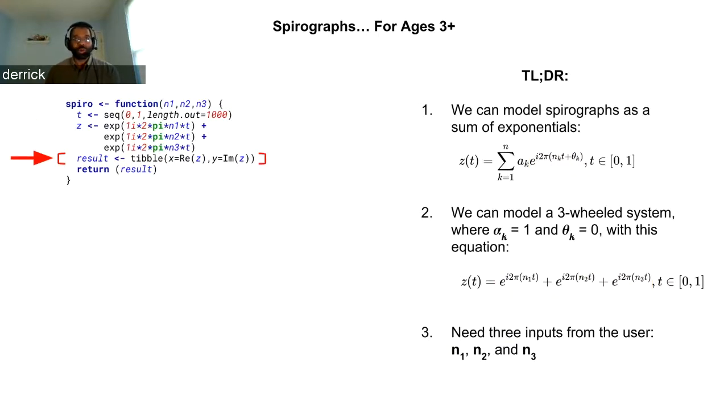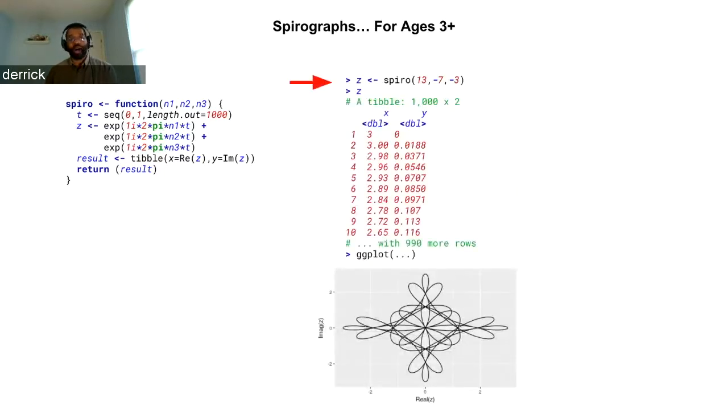And lastly, we'll store the real and imaginary parts of the solution into a data frame and return that back to the user. And those will be the points of our spirograph. All right, so at this point, we have a working model, and most people would stop here.